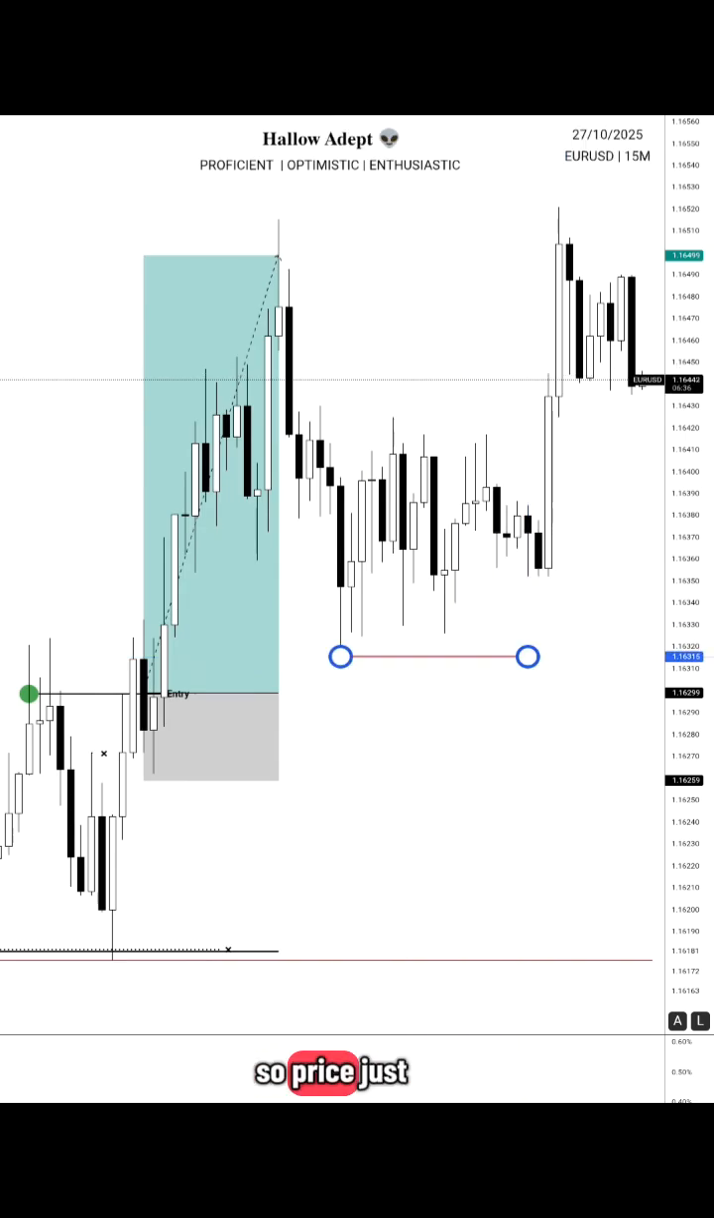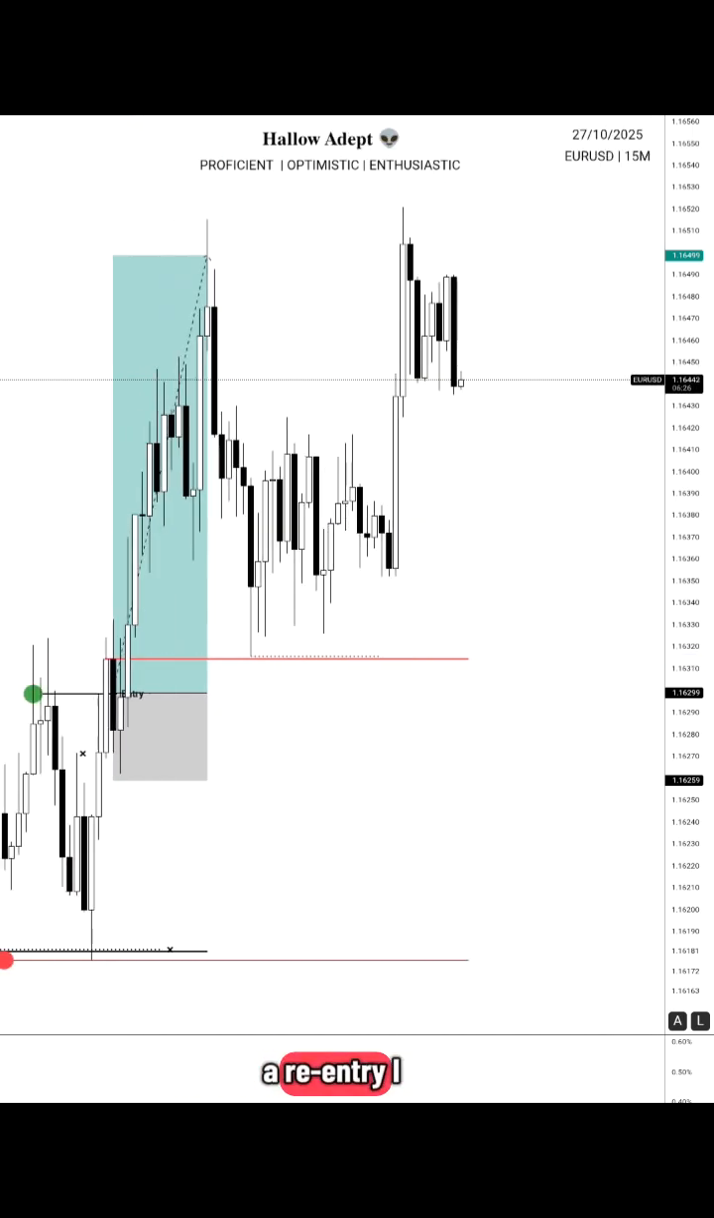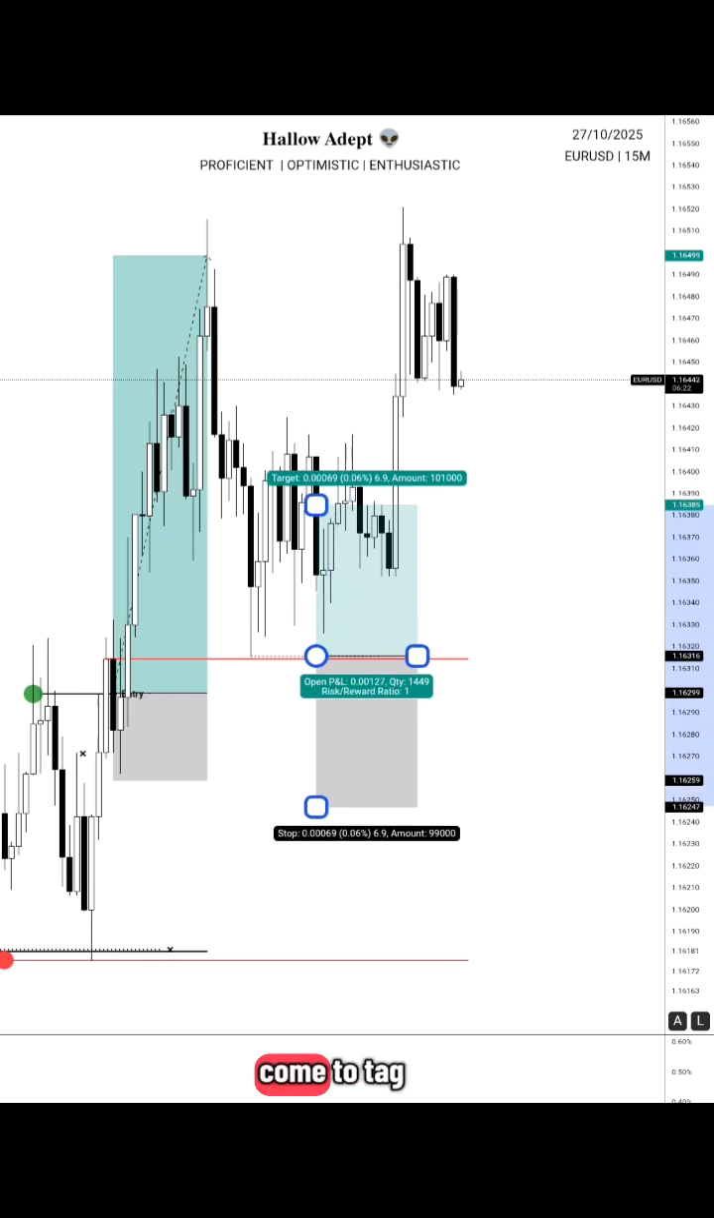So price just taps into that daily key level and it just moves, boom. So this was a re-entry I wanted to take, but price didn't come to tag me.